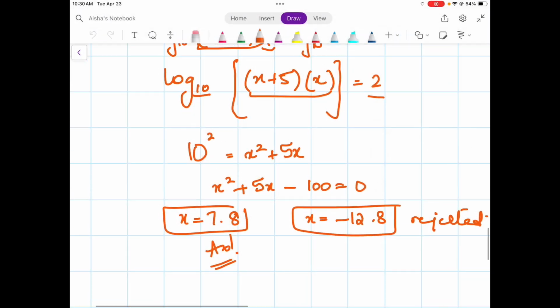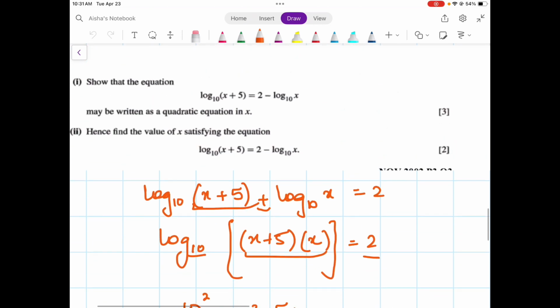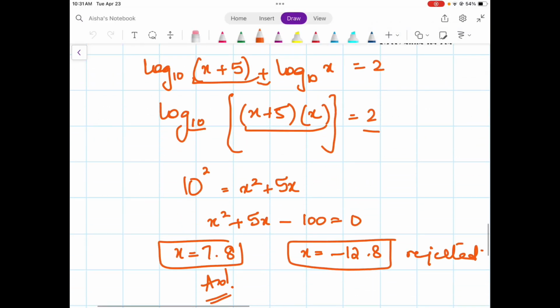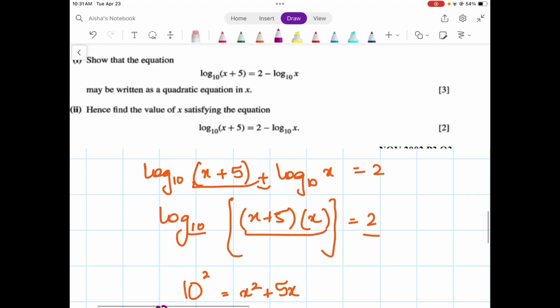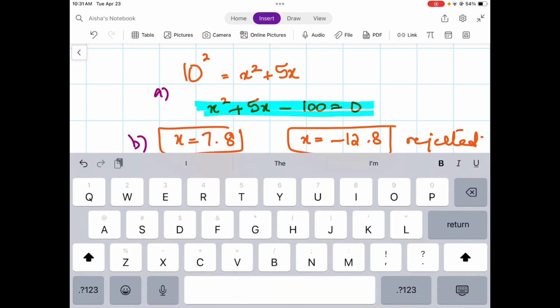Now alright, so we were discussing this question. The first part says it can be written as a quadratic. Show that this equation can be written as a quadratic equation. So that has been done. This is the answer for the quadratic equation. And the answer for the next part is this, where you find the values of x, and then write which value of x you will accept and which value will be rejected. Let's look at another question now.